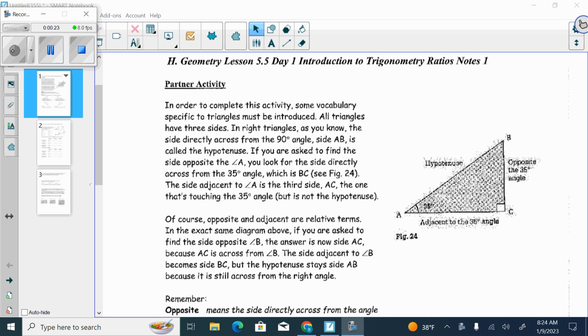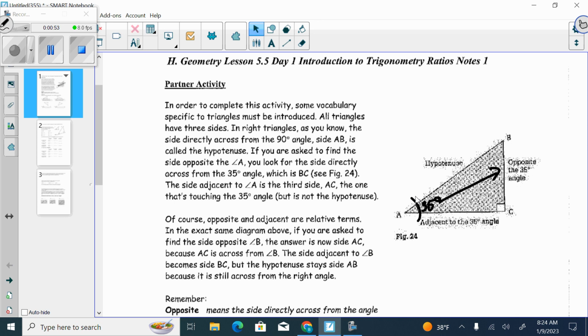If you are asked to find the side opposite of angle A, so here's angle A right here, the side opposite is directly across from this 35-degree angle. I don't know if you can read that, it says 35, but it is a 35-degree angle there. So the side opposite the 35-degree angle is what you would be looking for if they asked you which side is opposite from angle A. Okay?